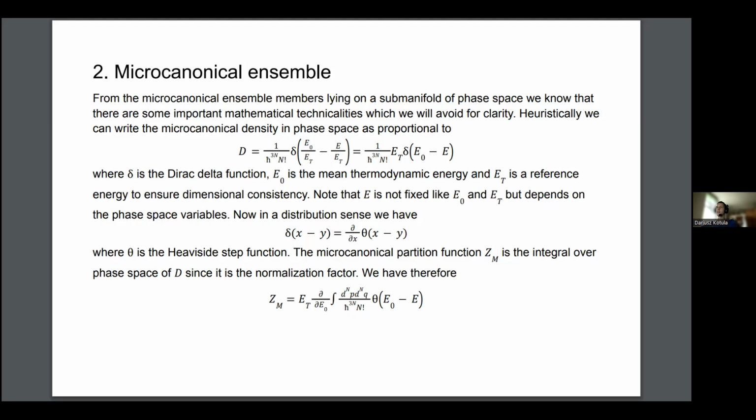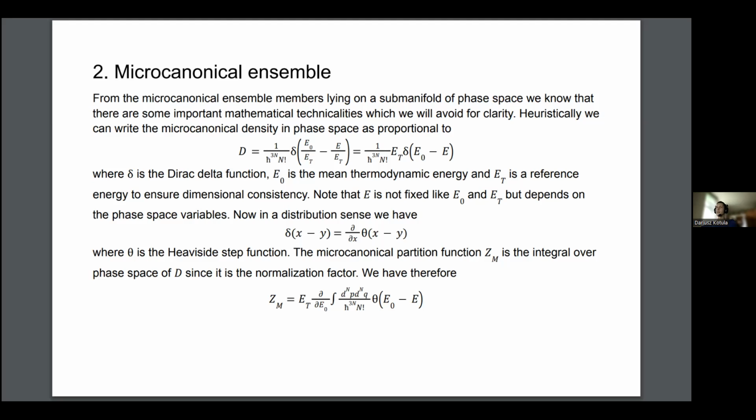Heuristically, we can write the microcanonical density in phase space as proportional to 1 over the reduced Planck constant to the power of 3n times the factorial of n times the Dirac delta function of E0 over ET minus E over ET, and that is equal to 1 over the reduced Planck constant to the power of 3n times the factorial of n times the reference energy ET times the Dirac delta function of the mean thermodynamic energy E0 minus energy E. ET is a reference energy to ensure dimensional consistency, and energy E depends on the phase space variables.